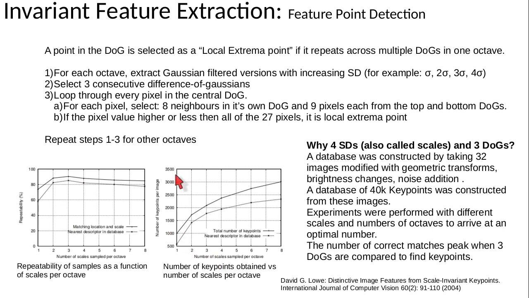Similarly, the number of key points obtained per image as a function of octaves is shown here. So once you go beyond 4 octaves, the number of incremental key points that are obtained are not that significant. So a decision was taken to use 4 octaves.